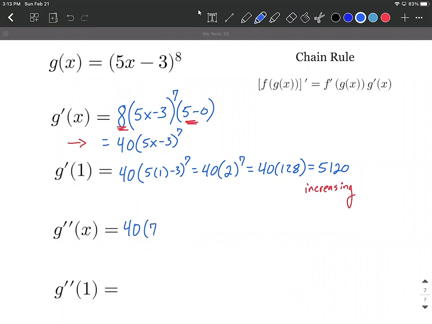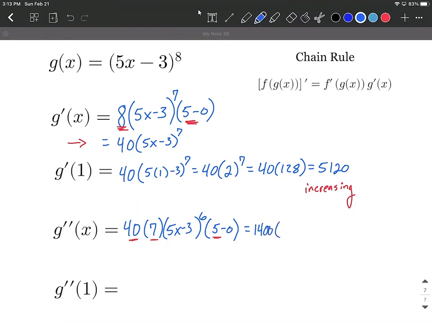So the exponent comes down in front. You copy down what was inside the inner function here, 5x - 3. You reduce the exponent by 1, so I'm saying 7 minus 1 makes 6. And then we multiply by the derivative of the inner function. So the derivative of 5x - 3 is going to be 5 minus 0 again. The cleaning up we can do is we could say, well, 40 times 7 times 5 is going to give us 1,400.